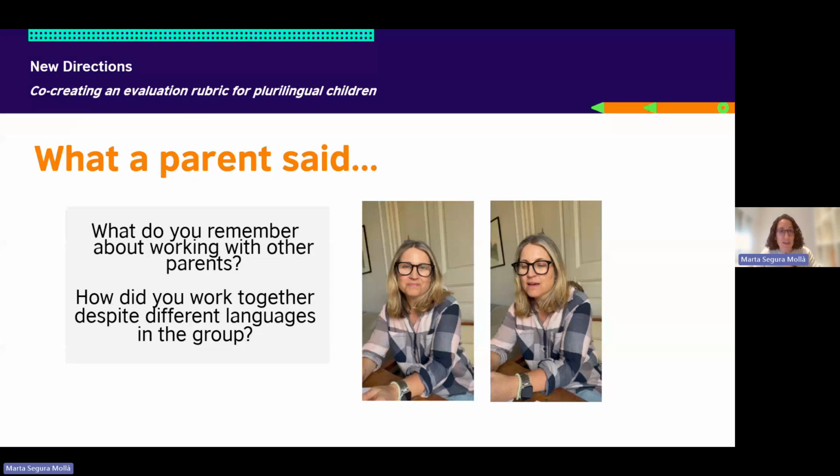And now let's see what a parent remembers about working with other parents and how working with all of these different languages within a group felt.